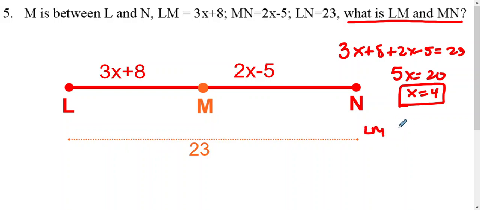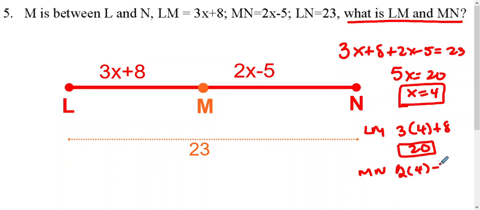LM, we're told, is 3 times x, which is 4, plus 8. We get 12 plus 8, which is 20. So LM is 20. And then we want to find MN. We know that MN is 2x minus 5, so we'd get 2 times 4 minus 5, or 8 minus 5, which is 3. You were asked 2 questions, and you're going to answer 2 questions.